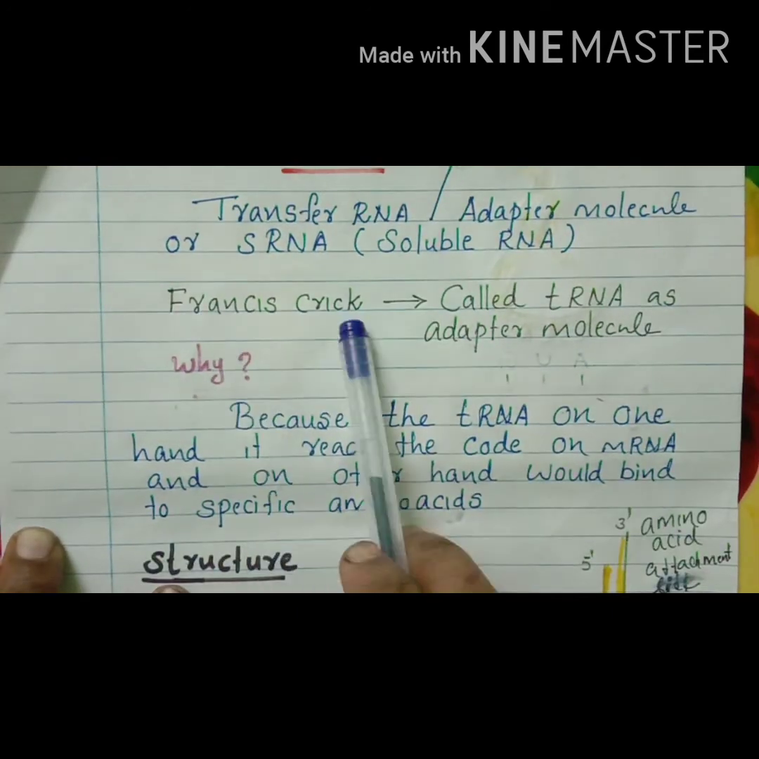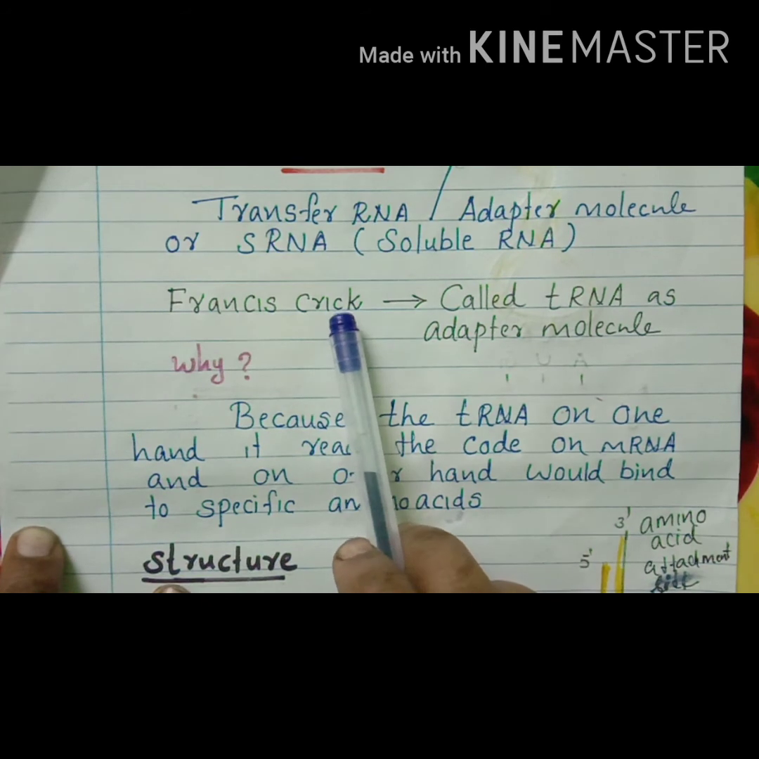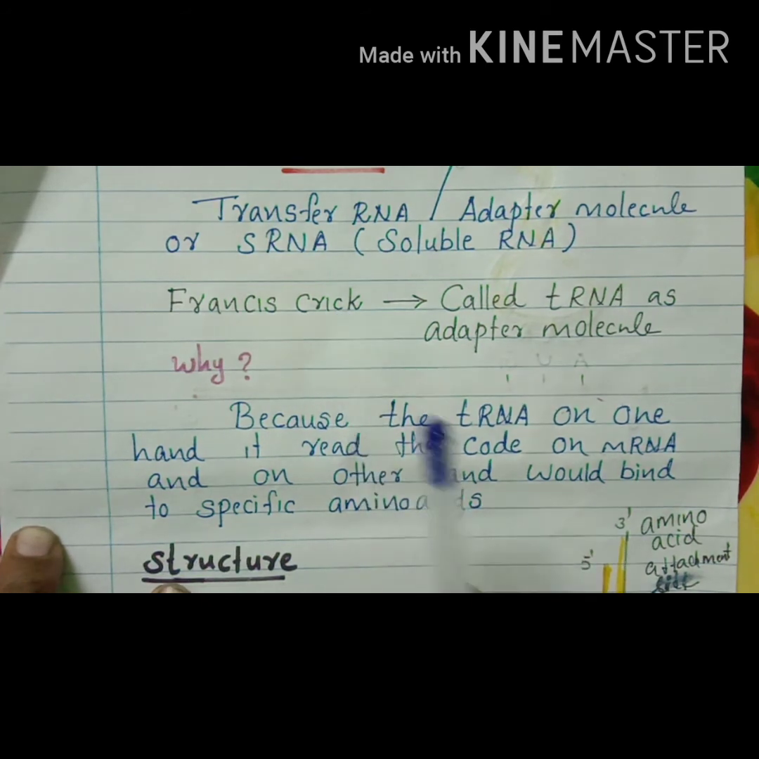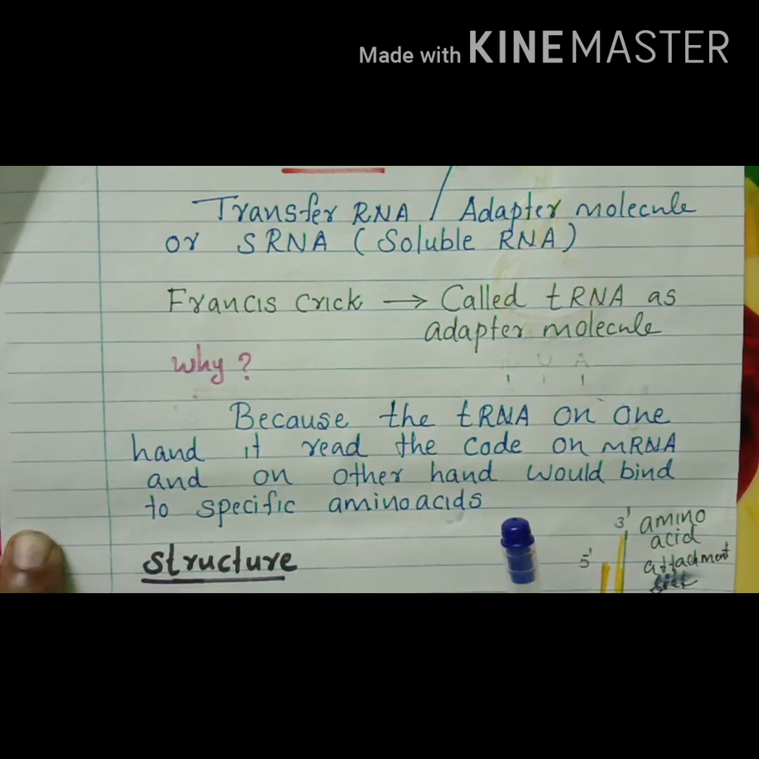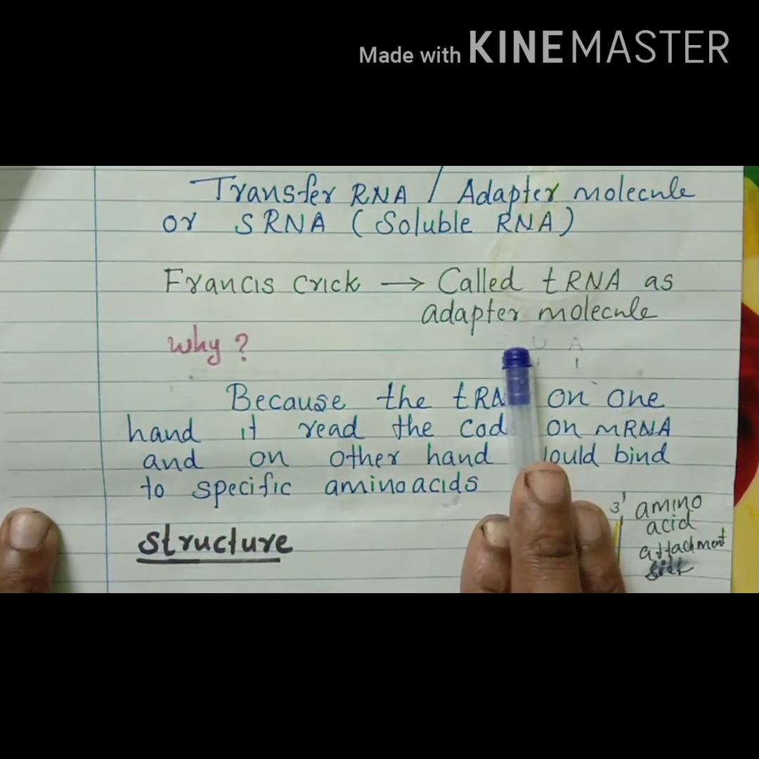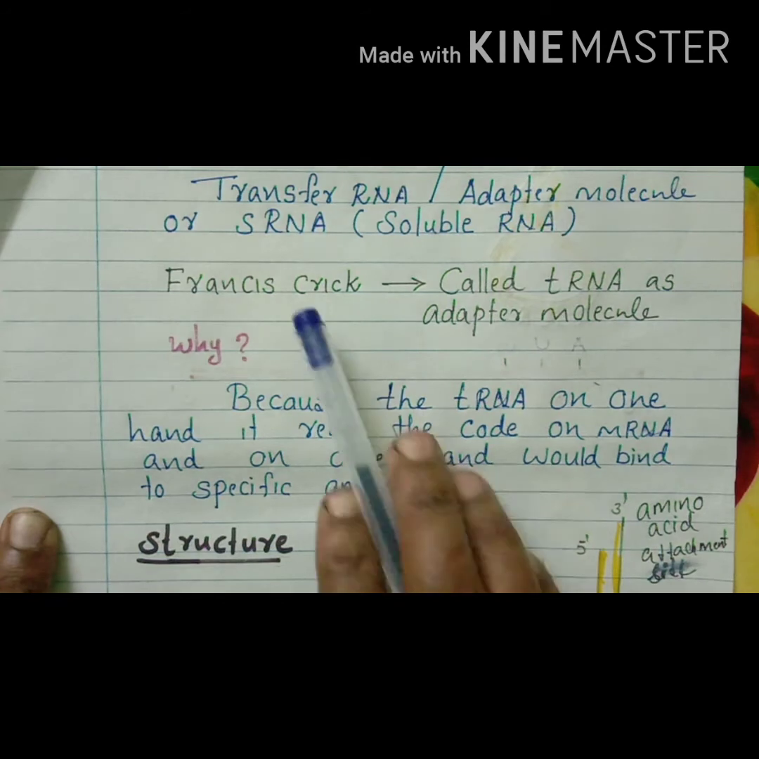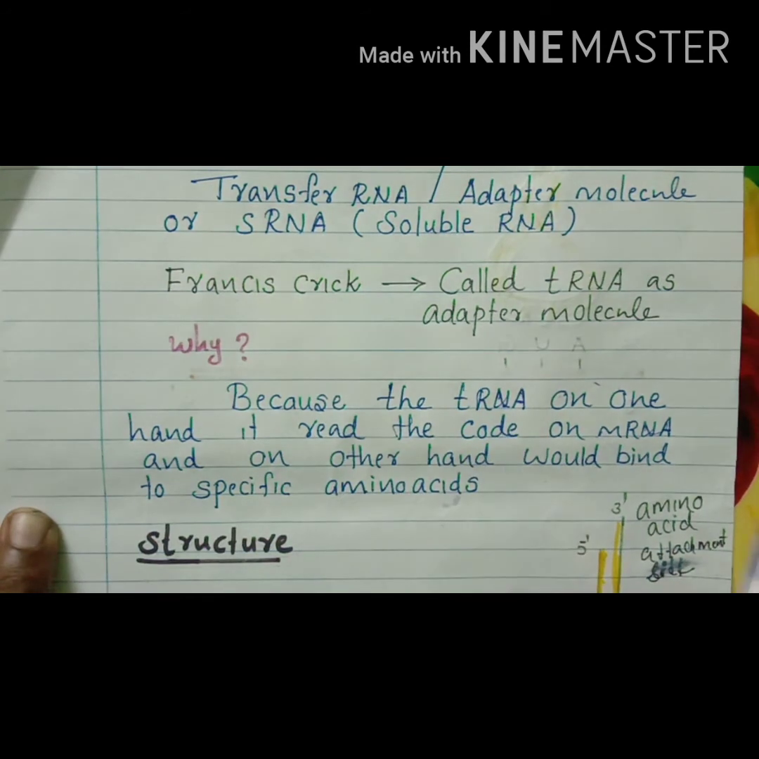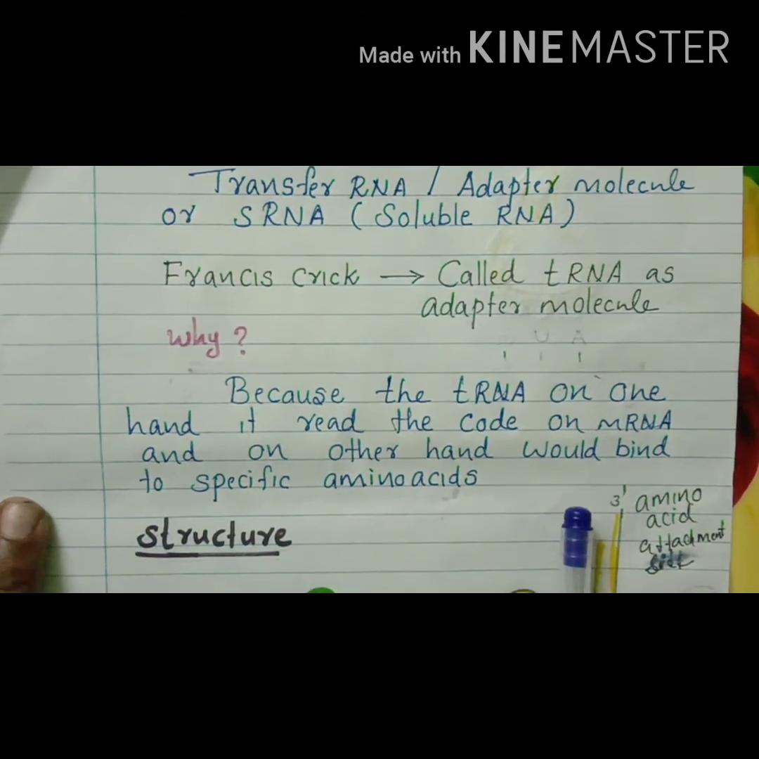That is Francis Crick. We have studied Francis Crick during the double helical model of DNA that was proposed by Watson and Crick. Again, we studied Francis Crick during the central dogma that was also proposed by him. Again, we are studying Francis Crick, and he called tRNA an adapter molecule. Why is tRNA known as an adapter molecule?